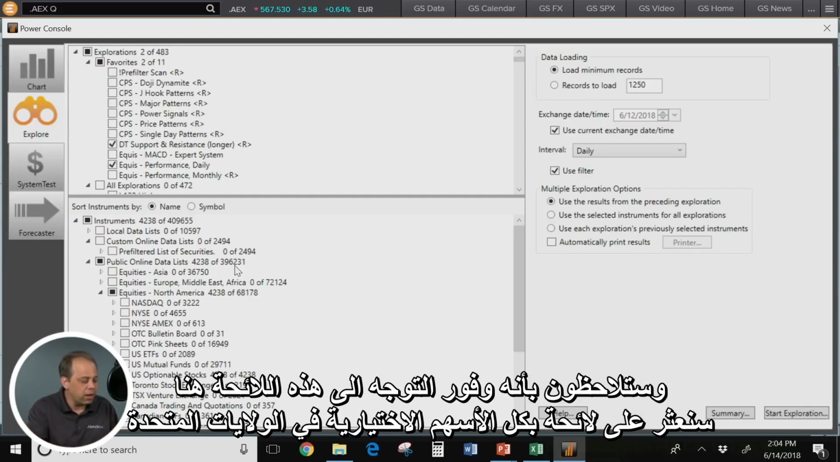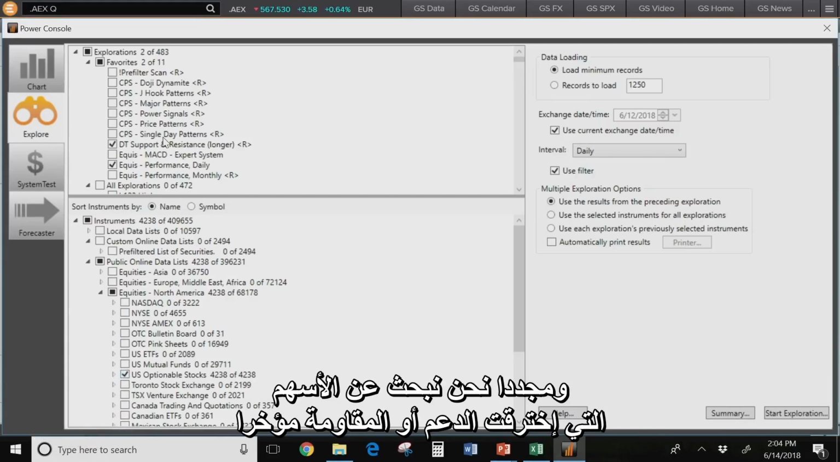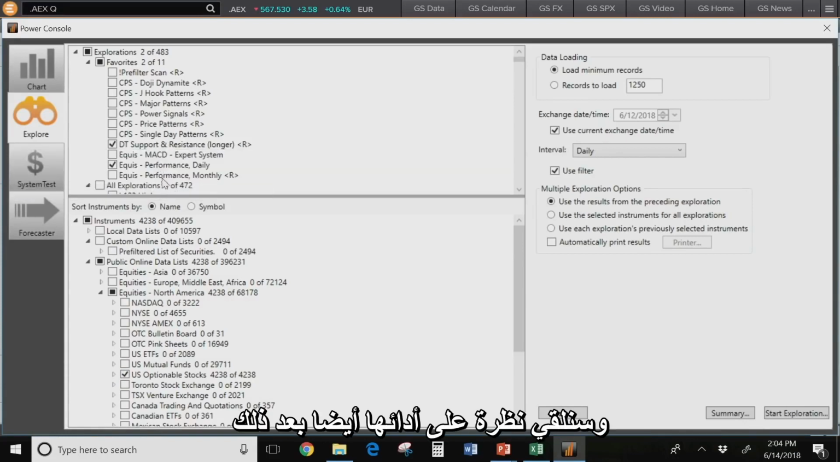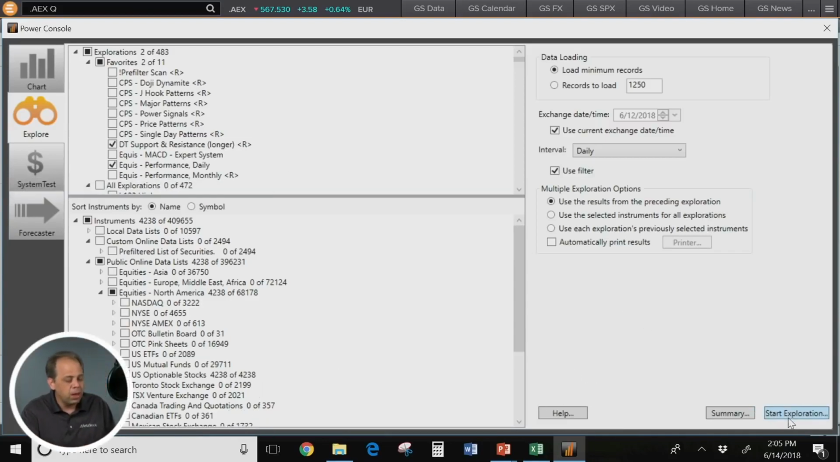And you'll notice right here, just by coming into this list, we do have a list of all of the US optionable stocks. So I can scan that whole list just by checkmarking here. And again, we're looking for stocks that have recently broken through support or resistance, and we're also going to look at the performance of those. So I'm going to go ahead and scan that, start the exploration for that.